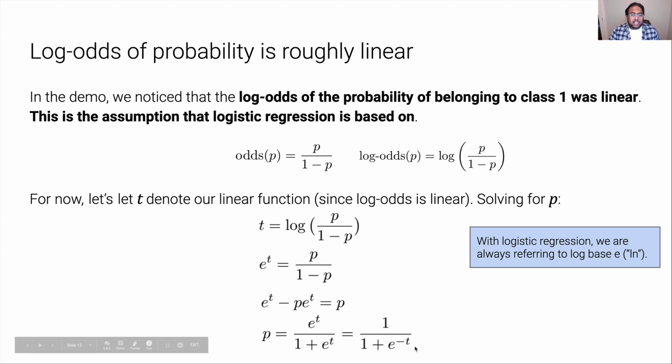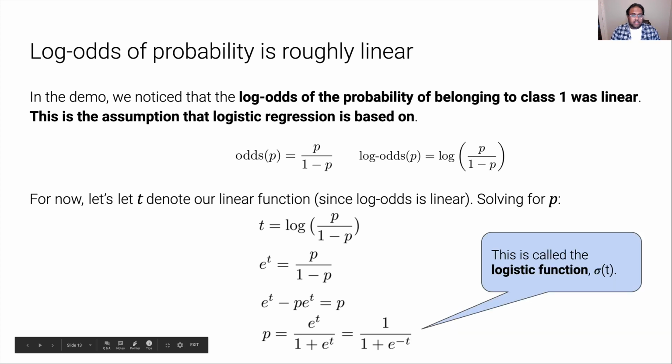So if we start off with the assumption that the log odds of my probability is linear, then my probability is 1 over 1 plus e to the minus whatever it is I am using to represent my linear function. This function here, 1 over 1 plus e to the minus t, is called the logistic function, sigma of t. And so the sigma function that we looked at in our notebook is precisely this, 1 over 1 plus e to the minus t.